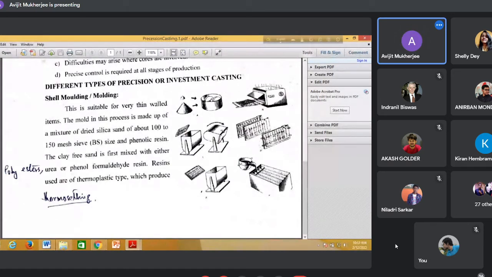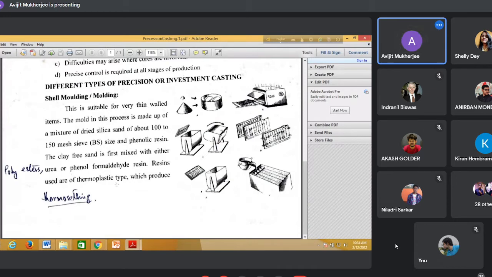And then the two halves, the concept is cope and drag, though they are not placed in upside down manner or up and down way, but placed horizontally. But anyway, there are two halves, and then align them properly and molten metal is poured. And after solidification, break this mold and get the metallic casting. So this is what the process is all about.